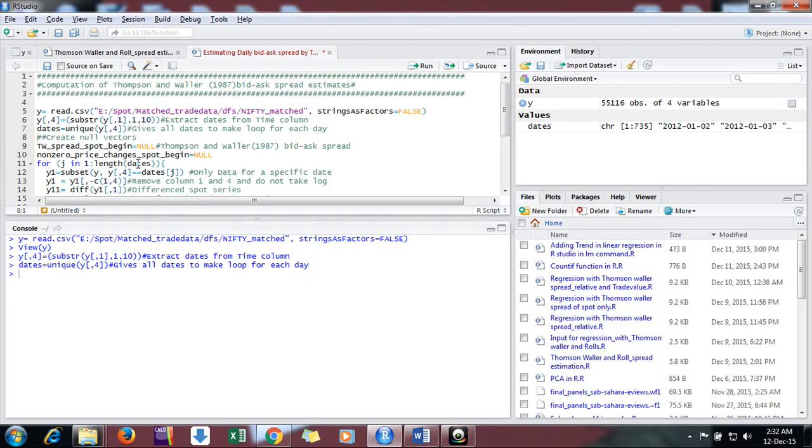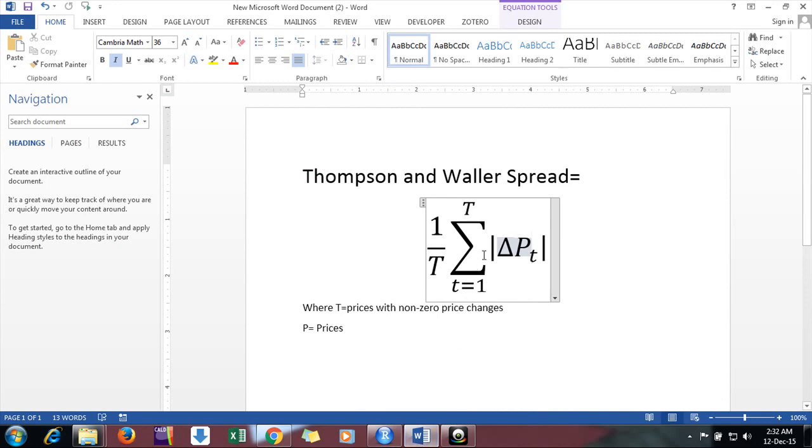For that purpose, I need to make sure that you know two things. First, what is the Thompson Waller bid ask spread? Second, the for loop, just to compute it for each trading day in a very efficient manner. So first of all, what is this Thompson Waller TW spread? This is the formula they have mentioned in their paper. P is price, del P is price changes. So del P_t means P_t minus P_t-1, but not log. It is simply price changes. Then these absolute values and then taking the mean of that.